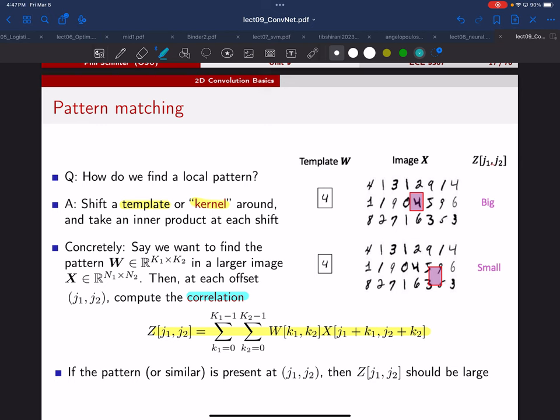Is it just shifted? Like, is it also scaled? How would you know if the four in the image matches the size of the template? That's a great point. It is only shifted. The different scales end up happening over the different depths. But at least for this kind of typical architecture, you can't really see different scales. But I guess you could have different sized fours in the template itself. But yeah, it's just the shift.